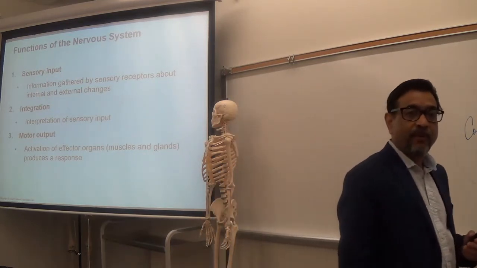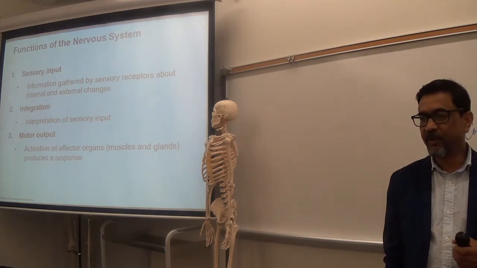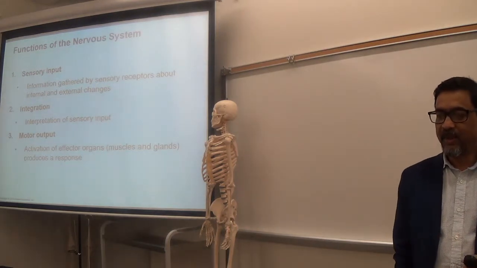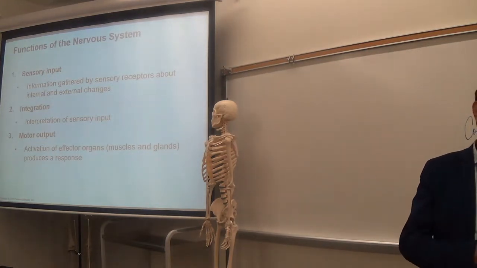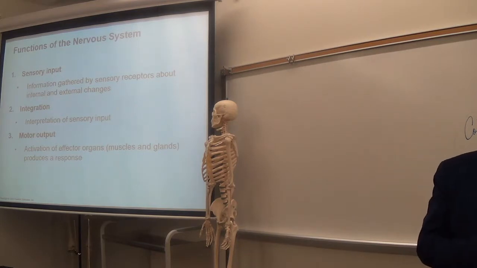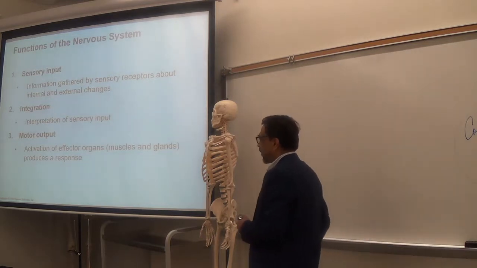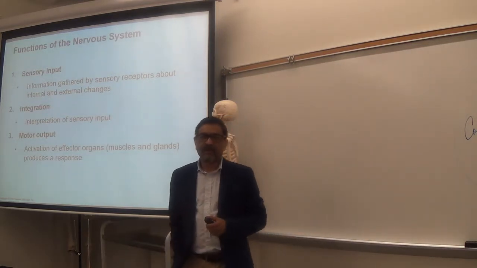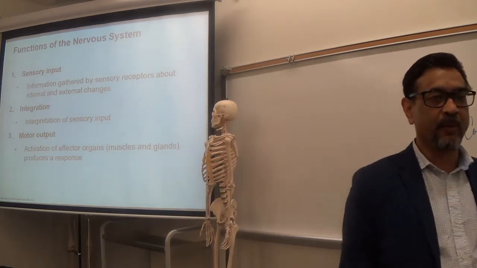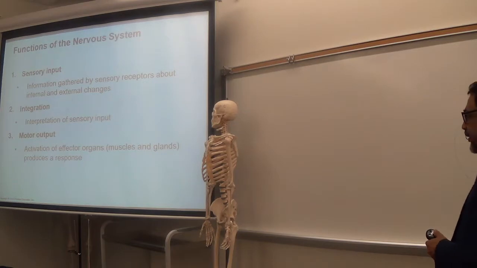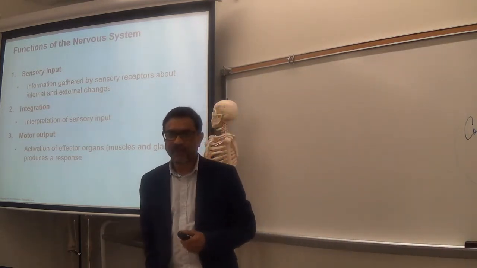Your nervous system performs many functions because it is the control system. However, we can divide all those functions into three types or three groups. Sensory input, one type of function; integration, another type of function; and motor output. So those are the three types of functions your nervous system performs.